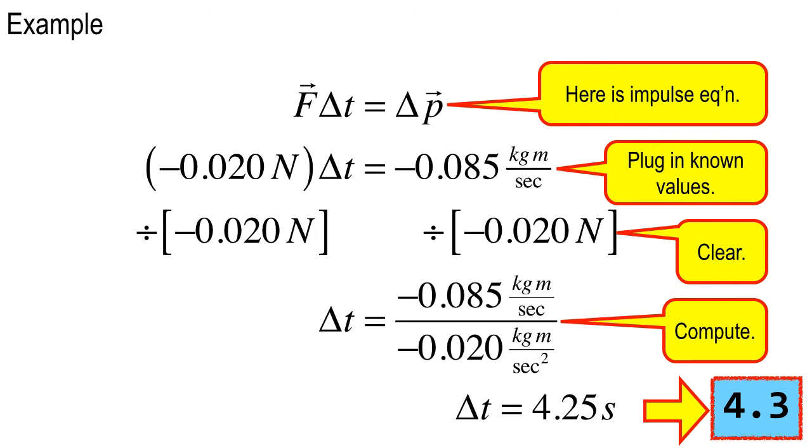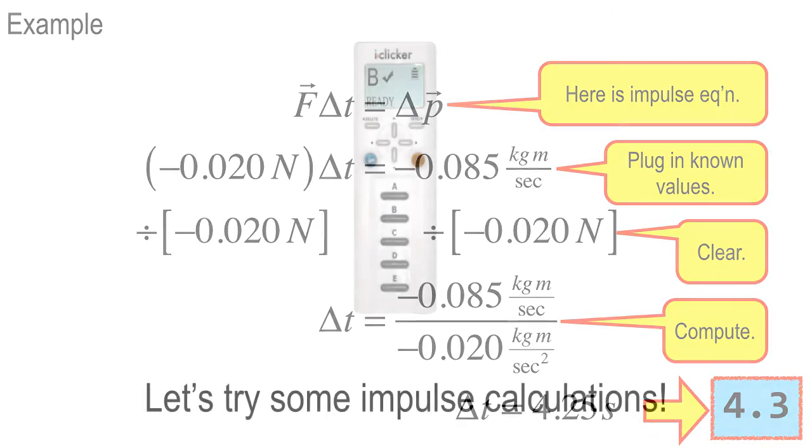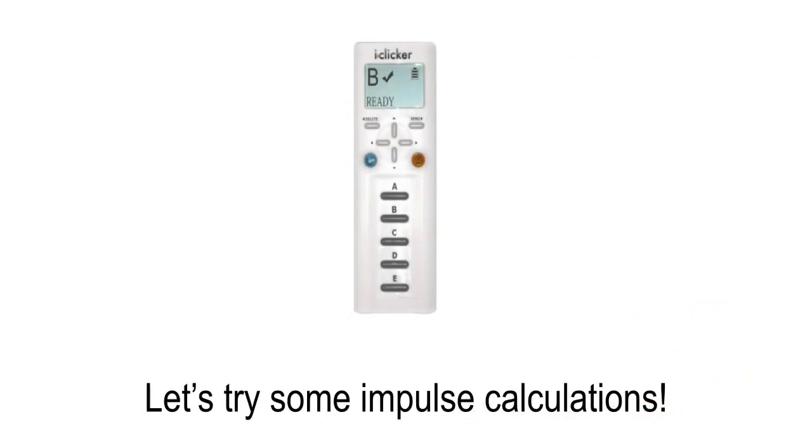All right. Now I want to try some calculations with you on the iClicker. Get it ready because we're going to do another question. It's going to be multiple choice, but try to calculate it carefully. Collaborate with your neighbor. Kibitz with your neighbor. Counsel and reason together. And let's do it. All right, so let's try some impulse calculations.